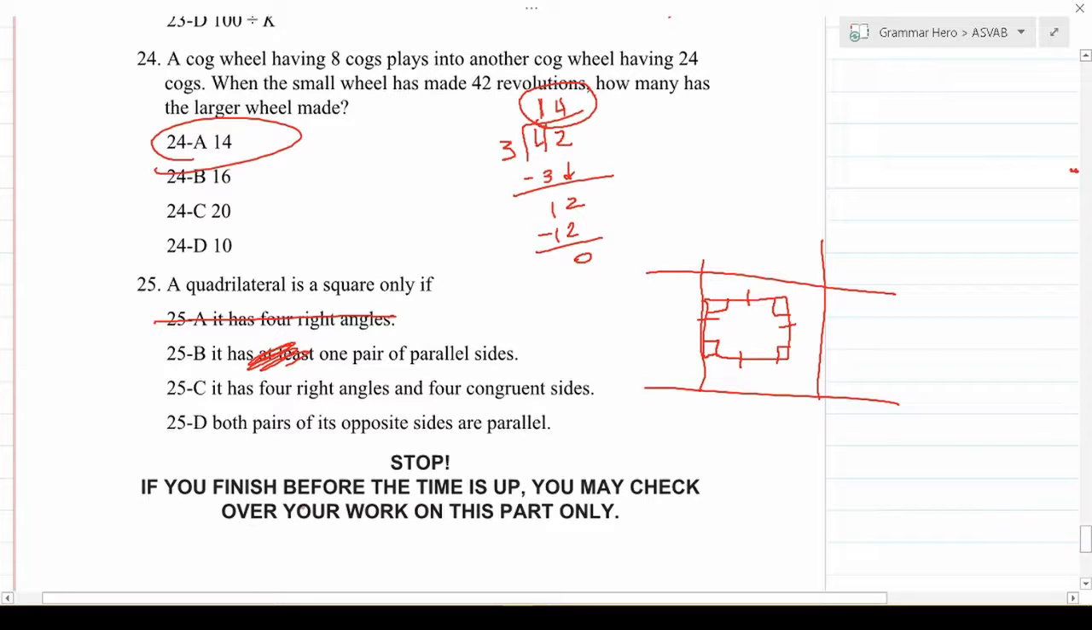It has 4 right angles and 4 congruent sides. Well, that's the first thing I said after I drew the picture of the square. Both of the pairs of opposite sides are parallel. That's true, albeit only partial. We need to know about the angles, and so for that reason that's not correct. So the answer is 25C.